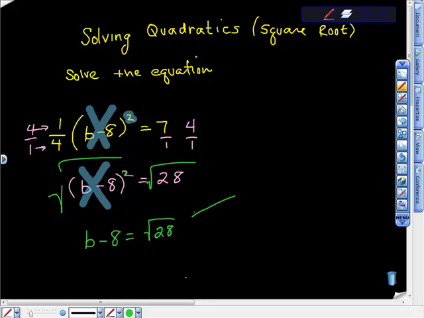The only problem with that is that the square root of 28 can be simplified a little bit, right? We know that if these two radicands, the two numbers inside of here, multiply to give us this product, if 4 times 7 is actually equal to 28, and it is, then we can do this. And the square root of 4 is 2, so we have 2 square roots of 7. So what we have here is b minus 8 equals 2 square roots of 7, right?